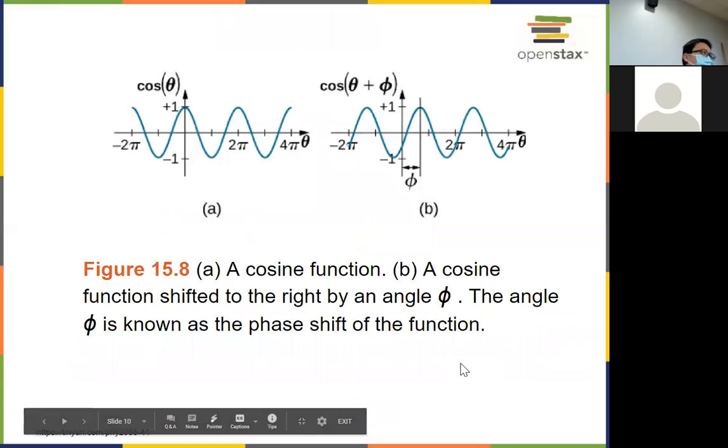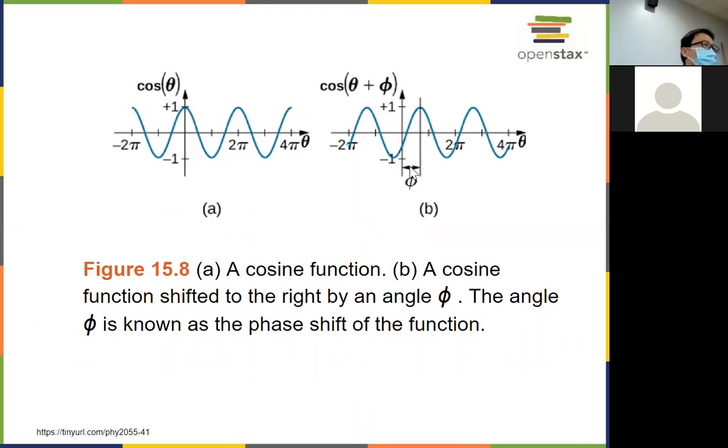An example is shown here. For cosine, when t equals 0, you have the maximum. Now, if you have a phase shift, this would be the phi. That means when t equals 0, it's not at the maximum, but it will be the maximum when you shift by phi to the right. So this is that angle phi.